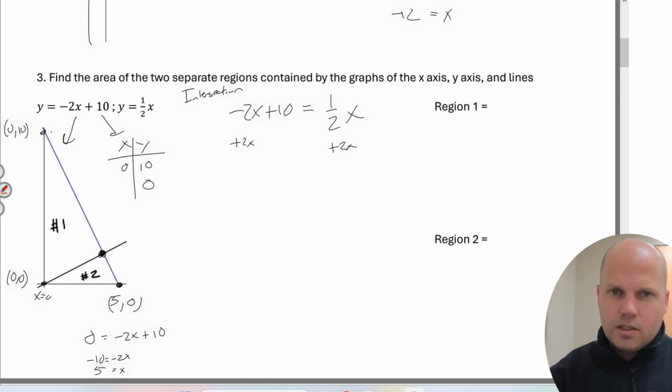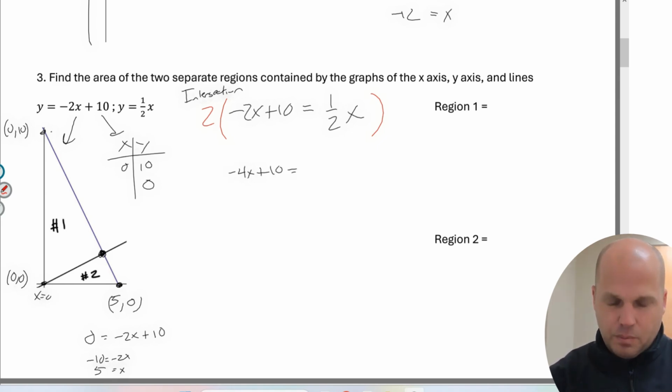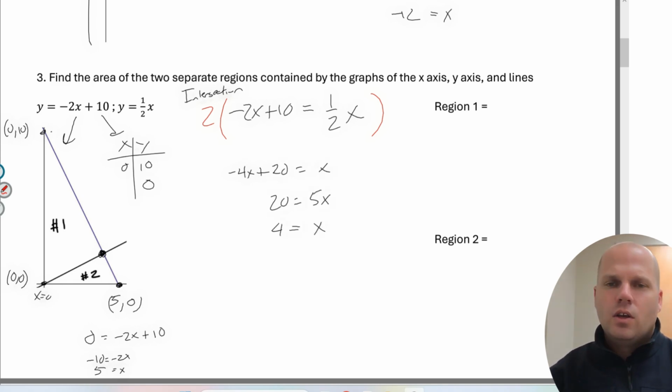You know what a student did that made everything better? Sometimes you don't have to deal with fractions. One of my students said, gosh, get rid of this 1/2 by multiplying by 2. I said, go ahead and do that, but do it correctly. And then you get 20 equals 5x, and then you get x equals 4. Very easily done. Sometimes when you work with fractions, it'll be harder.